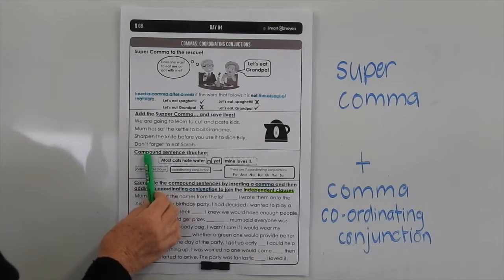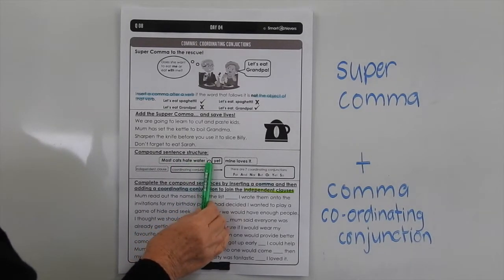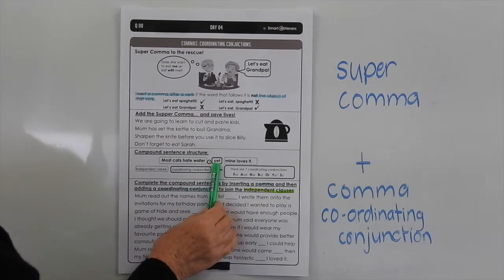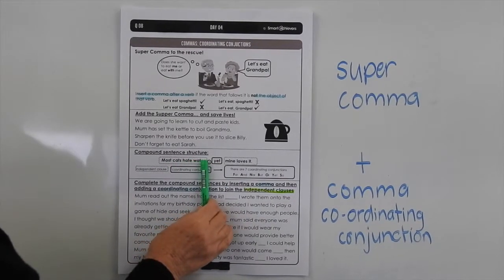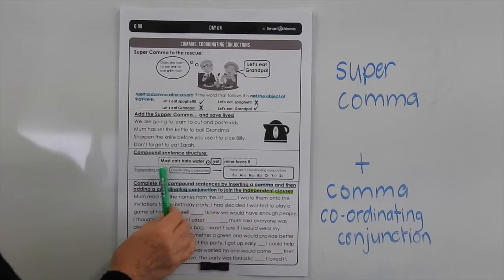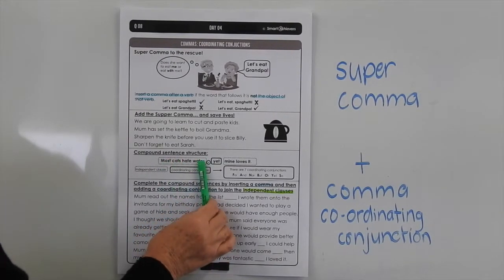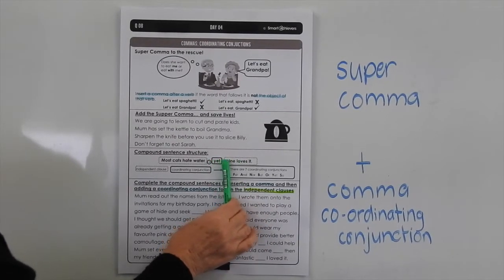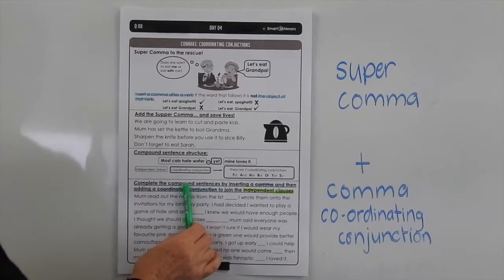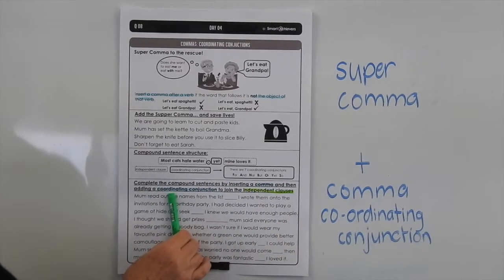So here we now have some compound sentences. So most cats hate water, there's a comma, and then we're inserting the coordinating conjunction yet. Mine loves it. Most cats hate water, yet mine loves it. So we've got an independent clause, a coordinating conjunction, and then another independent clause. So complete the compound sentences by inserting a comma and then adding a coordinating conjunction.